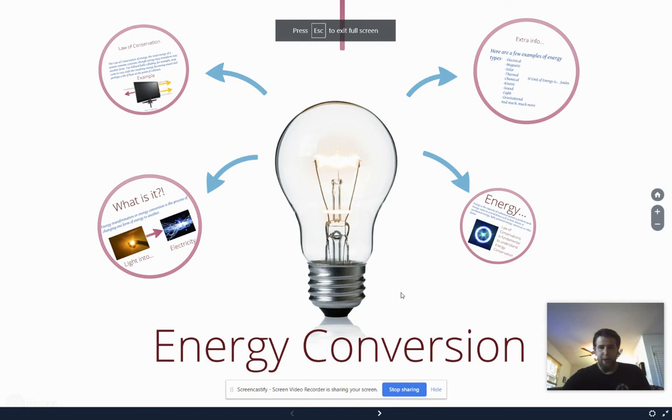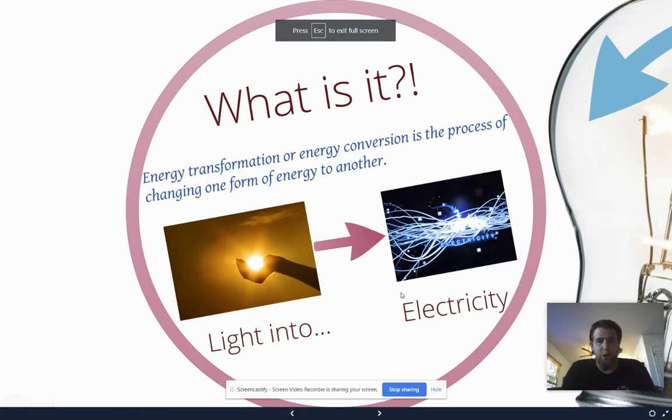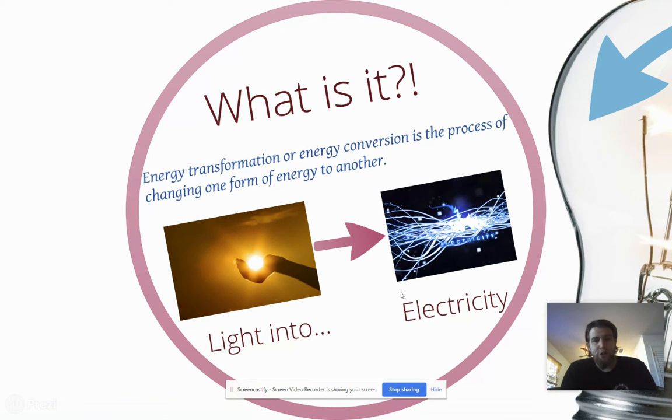So energy conversion, how it goes from one form to another. Energy transformation or energy conversion is the process of changing one form to another. So we can harvest light on solar panels to convert into electricity. That's taking electromagnetic energy and converting it into electric energy.